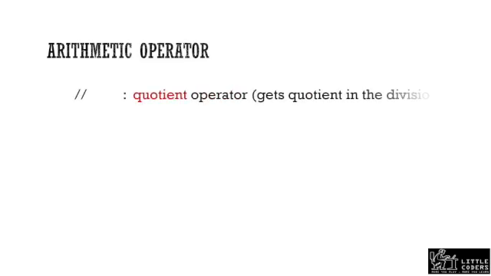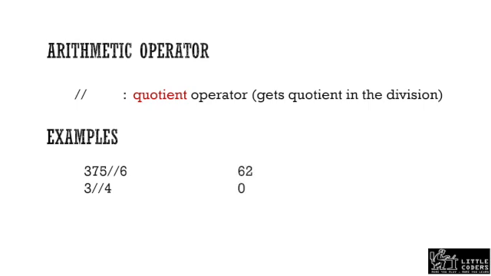If you want to get the quotient in that particular division, we are going to use double slash. Double slash is used as a quotient operator. If it is used, then it gets the quotient when a particular division is performed. 375 double slash 6 is 62. 3 double slash 4 is 0. So, it gives the quotient as 62 as well as 0. So, these are the basic arithmetic operators that are used in Python programming.